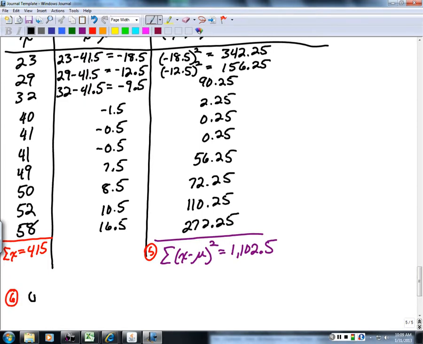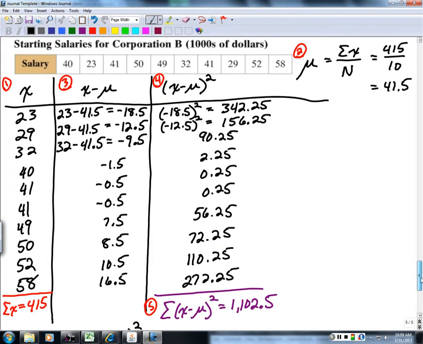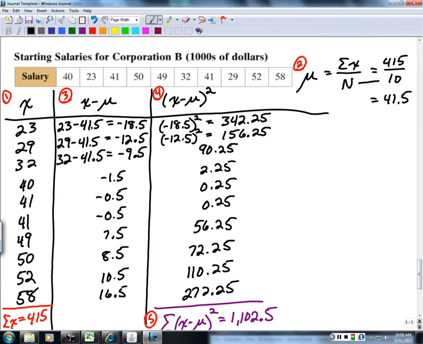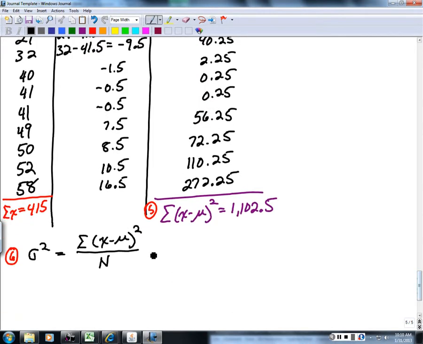And I find the population variance, which is sigma squared, and that is simply going to be equal to the sum of squares divided by n, which I already know what n is because I've got it up here as n is equal to 10, correct? So I'm looking at 1,102.5 divided by 10, which gives me 110.25. That's the population variance.